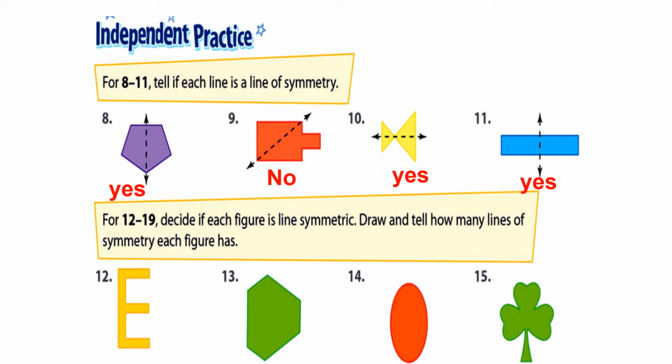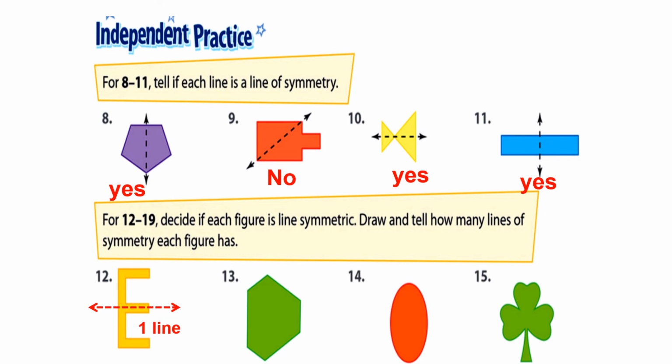Now draw and tell how many lines of symmetry each figure has. For letter E, guys, we cannot draw a line of symmetry vertically, but we can do it horizontally like the one shown here. So how many lines of symmetry for letter E? Only one line of symmetry.